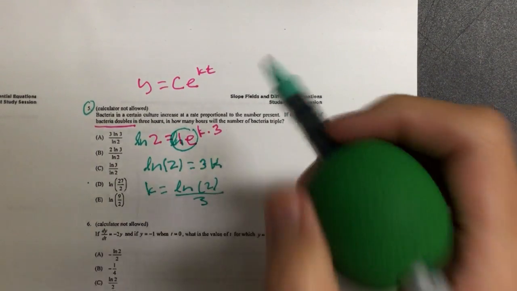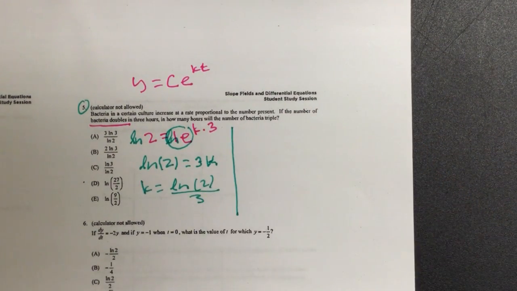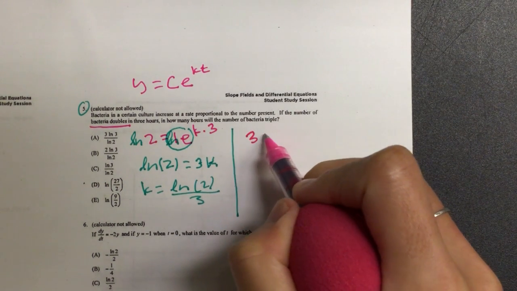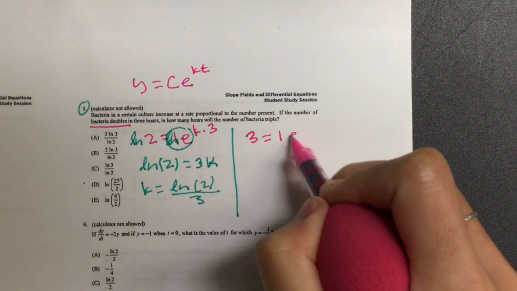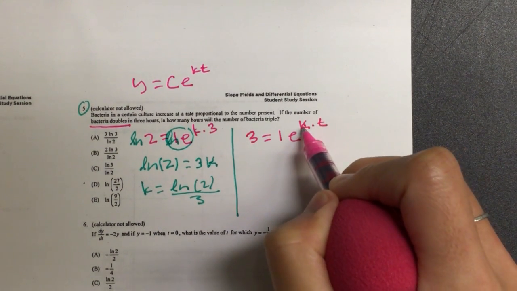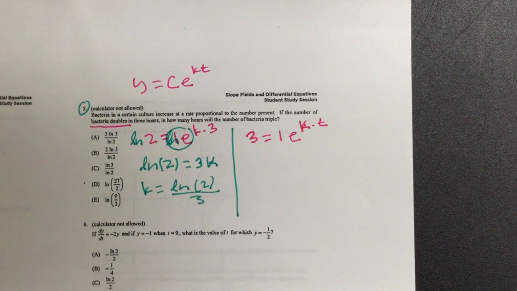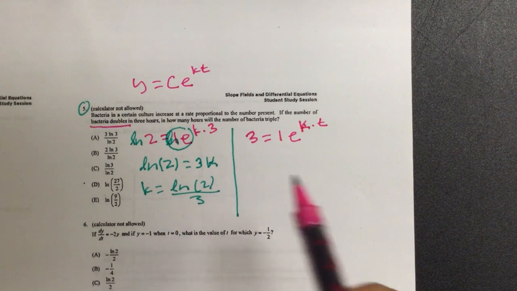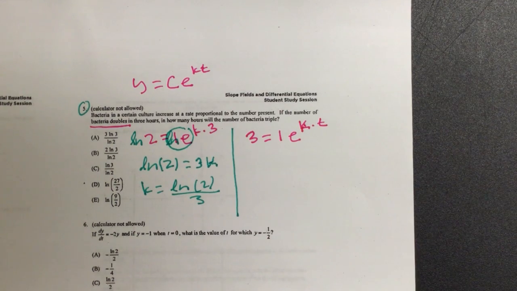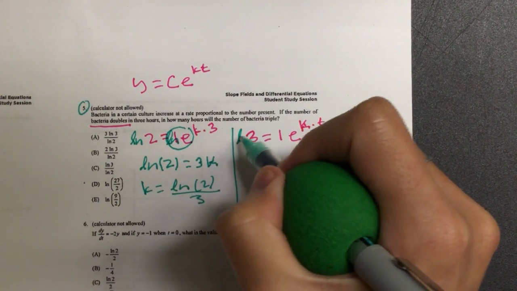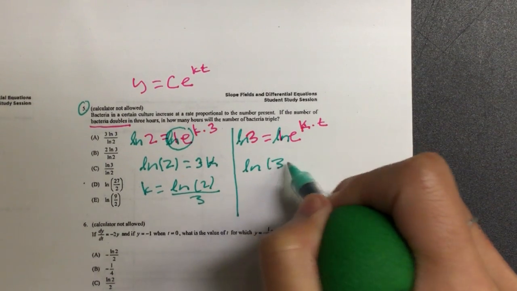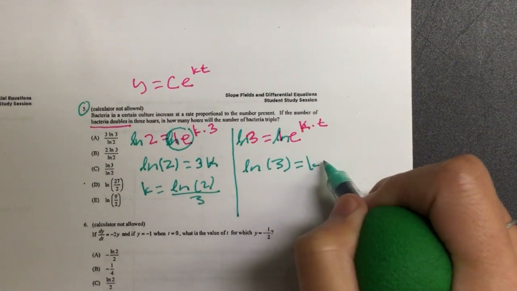Okay, let's go on to the second portion. On my second portion, now it says, what about if it is tripled? So our 3 is equal to 1 times e to the power of kt. And I'm going to leave it as k until the very end, okay? Because I don't want to plug all that in for the k for now. So what do I do on both sides? We have natural log on both sides. So we have natural log of 3 is equal to k times t.